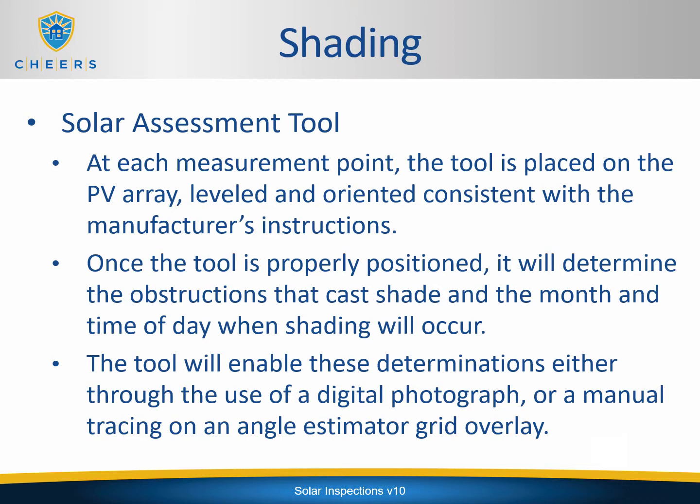At each measurement point, the tool is placed on the PV array, leveled and oriented consistent with the manufacturer's instructions. Once the tool is properly positioned, it will determine the obstructions that cast shade and the month and time of day when shading will occur. The tool will enable these determinations either through the use of a digital photograph or a manual tracing on an angle estimator grid overlay.